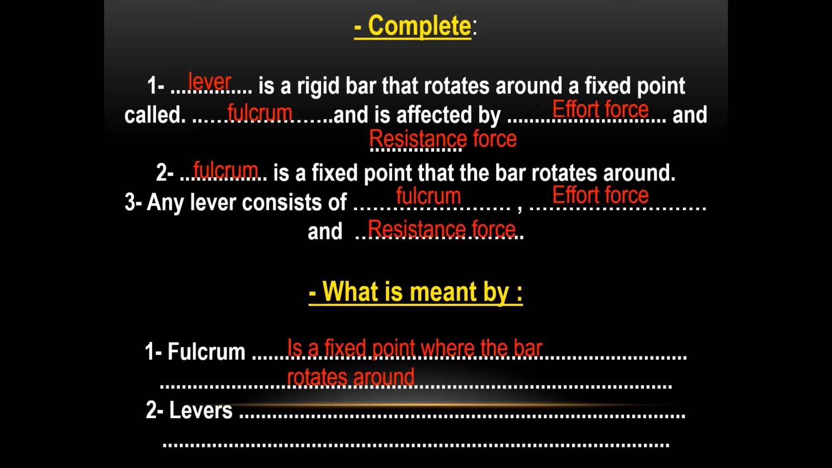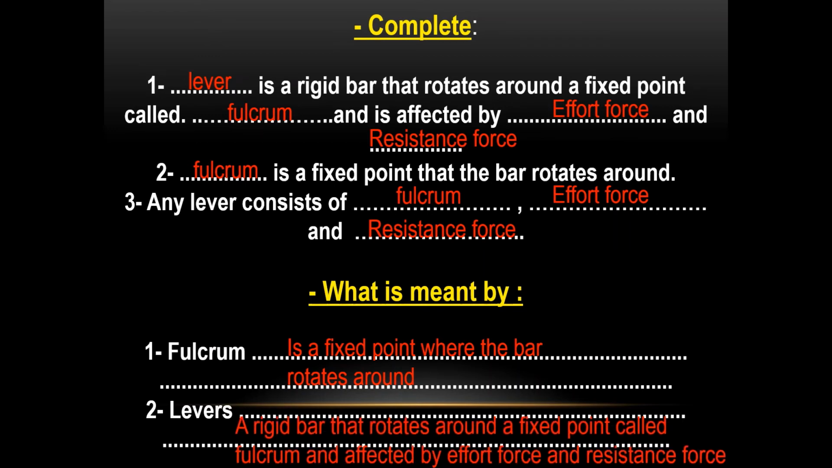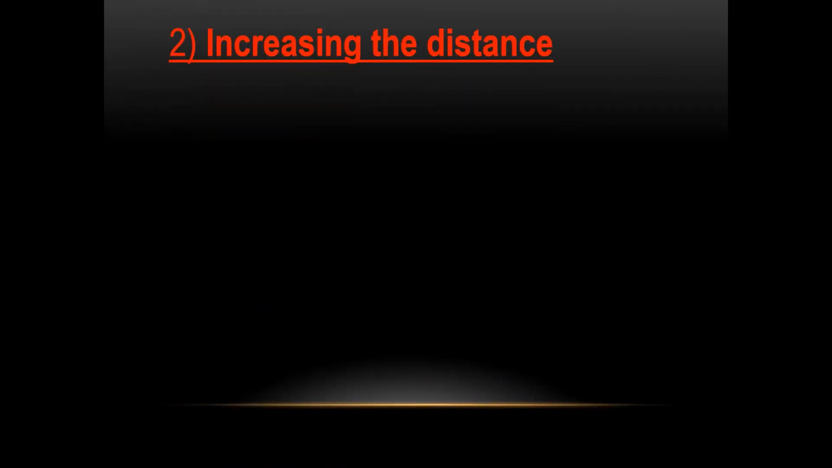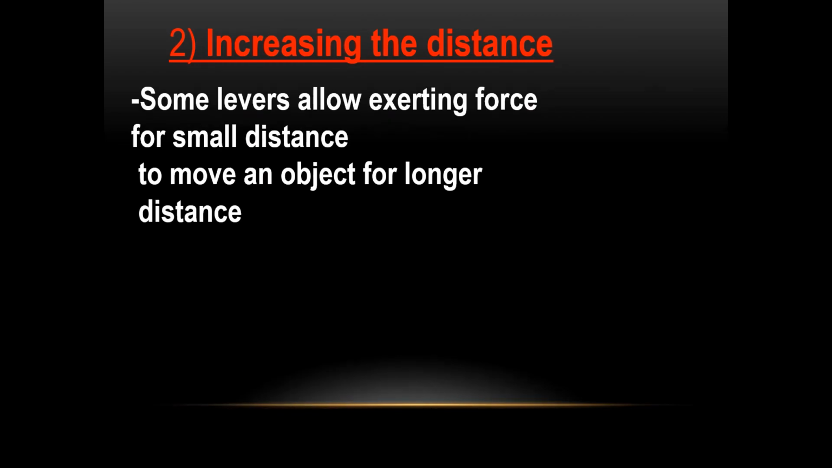Number 2, levers. Levers: a rigid bar that rotates around a fixed point called the fulcrum and affected by effort force and resistance force. Okay, the importance, number 1, increasing the distance. Some levers allow exerting force for a small distance to move an object for a longer distance.